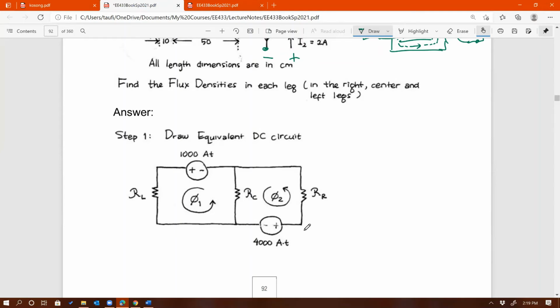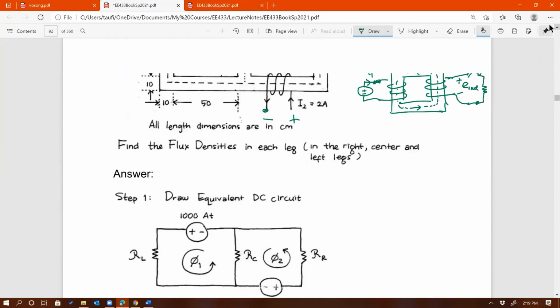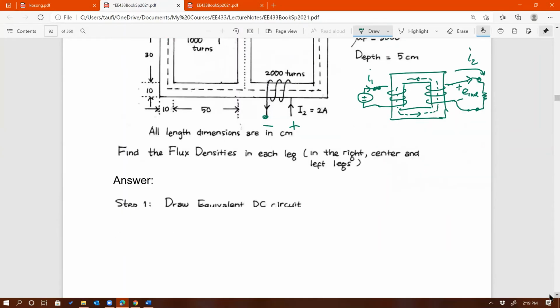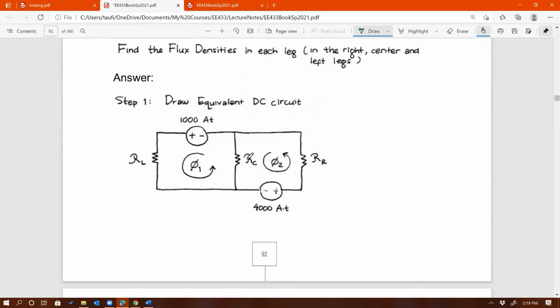Okay. So then you draw the equivalent circuit with the correct polarity of the MMF, right? Right there and right there. And then you have the segments, right? Again, I'm dividing it into 3 segments. 1 right on the left, 2 on the center, and 3 on the right-hand side of the core, right? So 3 segments means 3 reluctances. And that's what I have: left, center, and right. Yeah, just like this, right?